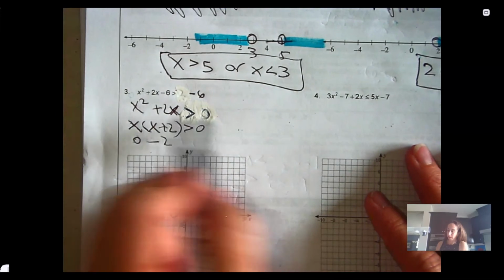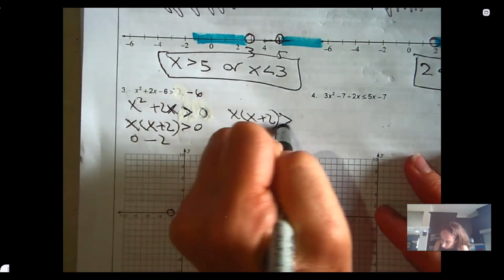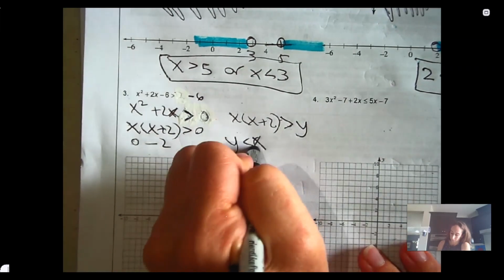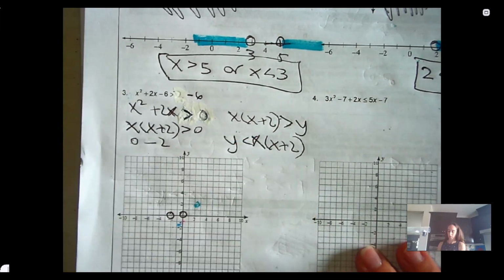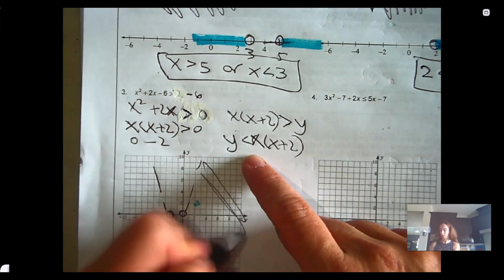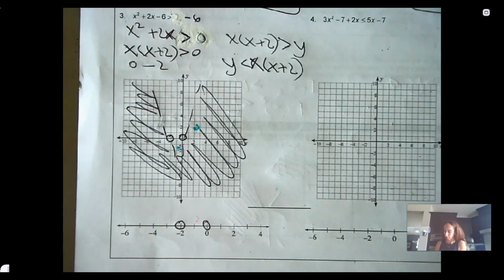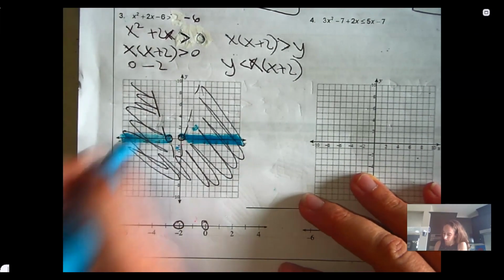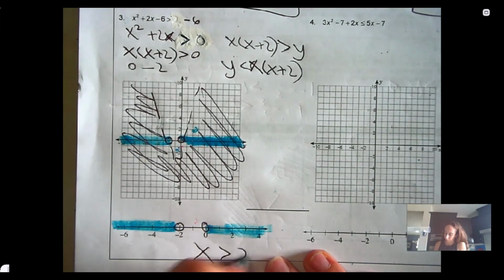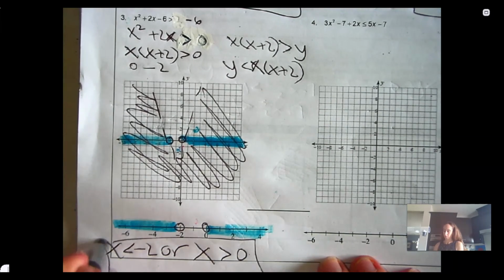Now, it doesn't have a y, but I could make that a y, and then now it's backwards, make it forwards. So then I know this thing is going up, and I know it's shading down, because it's less than. Where is it blue? On the x here. And on the x here. So over here and over here, x is greater than 0 or x is less than negative 2. Let's go to the last one.